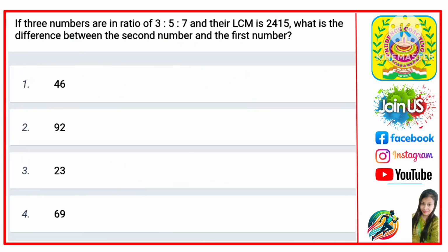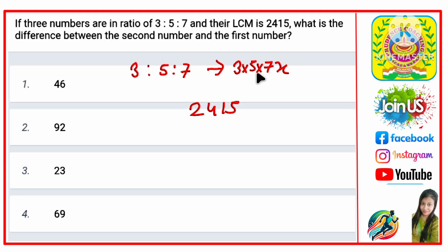So let us see the next one, that is the last question. Here it is given 3 numbers. The ratio of the 3 numbers is given to be 3, 5 and 7. The LCM is given to be 2415. So if we find out the LCM from this given option, we can say the LCM of these 3 numbers, that is 3 into 5 into 7, as these are co-prime, into x, that is HCF, will be the LCM of these 3 numbers. So this is 3 into 5 into 7x, and this is given to be 2415, that is the actual LCM.